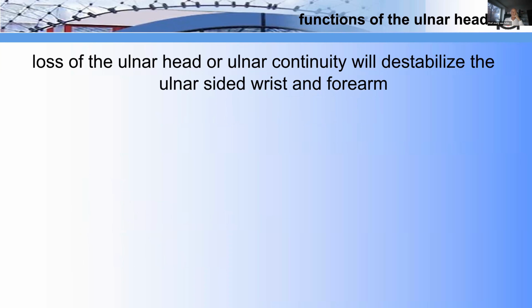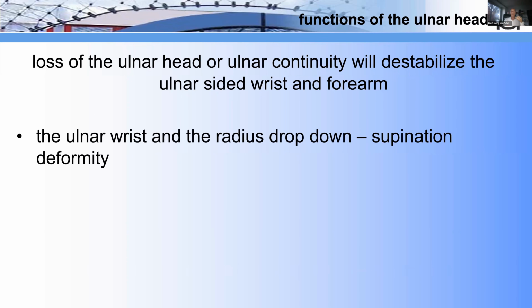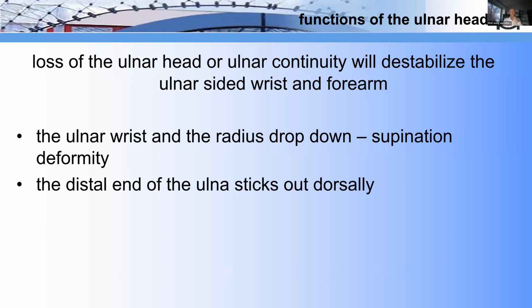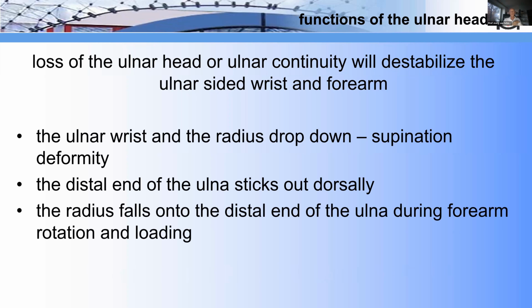So loss of the ulnar head or ulnar continuity will definitely destabilize the ulnar sided wrist and forearm. What happens then is that the ulnar wrist and the radius drop down in a supination deformity, as we know it in rheumatoid patients. The distal end of the ulna sticks out dorsally, and the radius falls onto the distal end of the ulna during forearm rotation and loading.